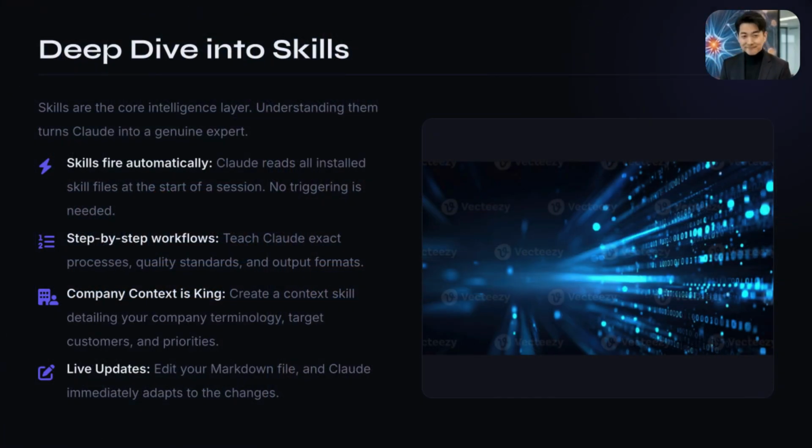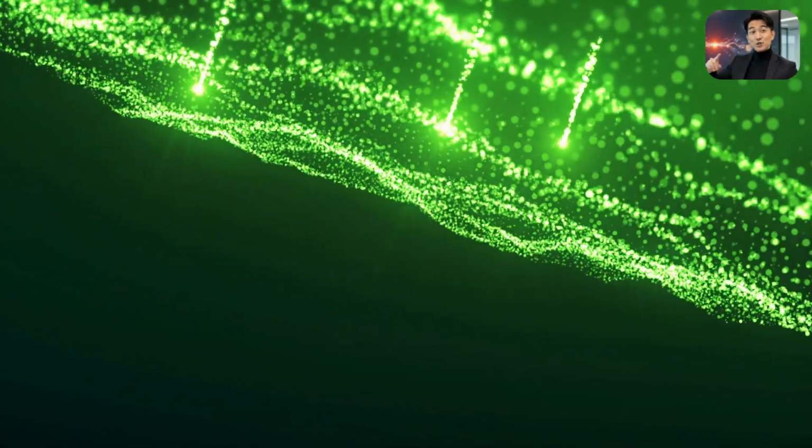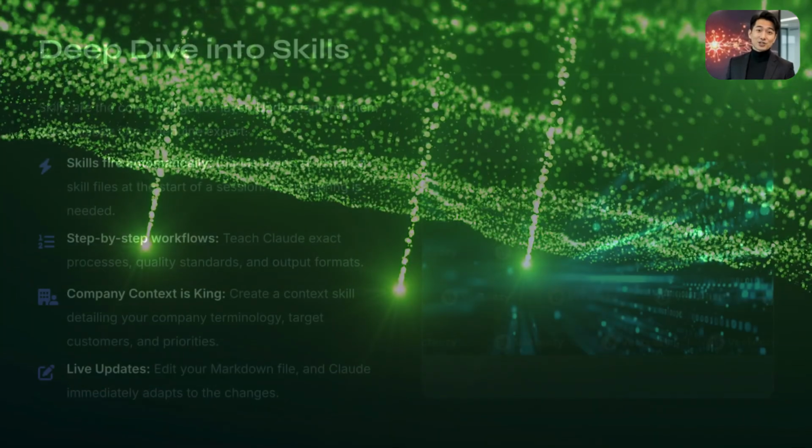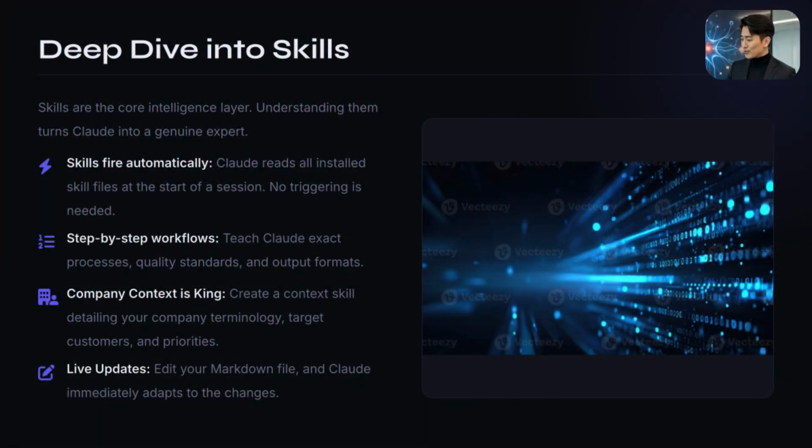Let's do a deep dive into skills, because this is where the magic really happens. Skills fire automatically. When you start a session, Claude reads all installed skill files. You don't have to trigger them. The highest leverage thing you can do is create a company context skill file. Write down your target audience, your company terminology, your preferred communication style, and your current quarterly goals. Claude will instantly absorb this and apply it to every single task, meaning you never have to repeat your context again.